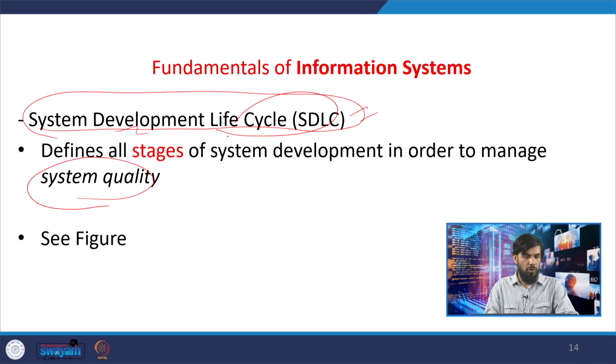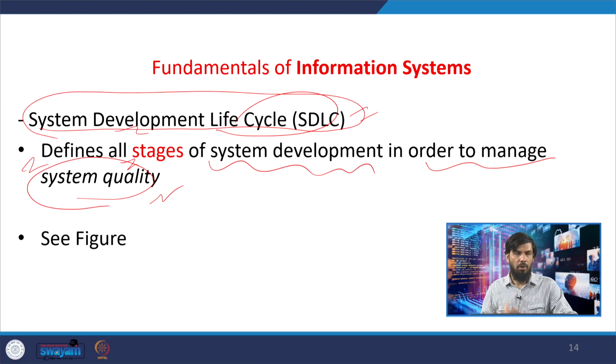So, what is this about? It defines all stages of system development in order to manage system quality, right. So, to better manage, so that the final information system is of higher quality or has fewer issues, right. We would like to manage the system development life cycle, so that different stages of system development are well managed, and we hope that the issues in future would come down because of this stage-wise management that was done. So, the system development life cycle talks about this. So, let us have a look at the figure to understand this.